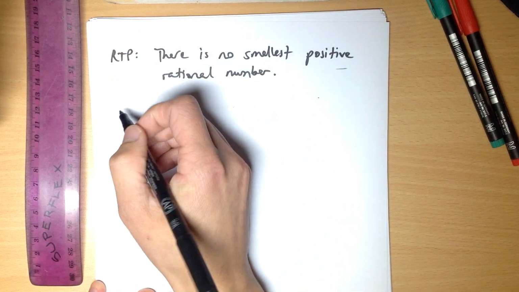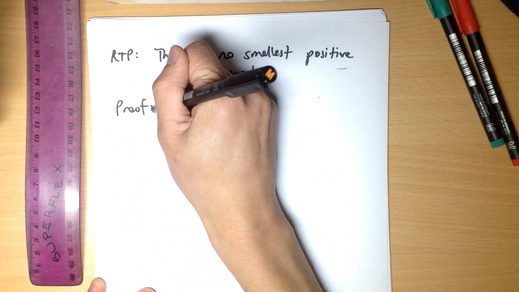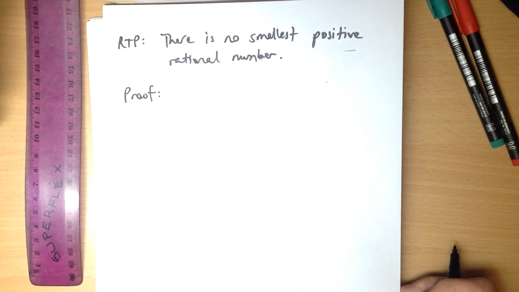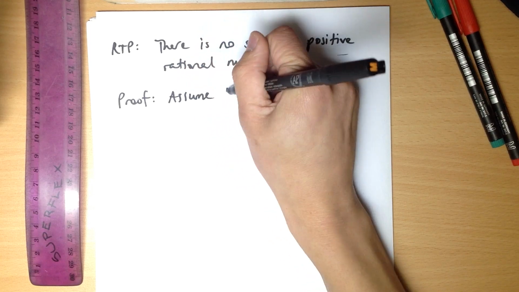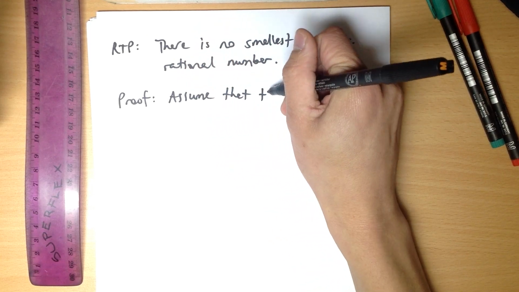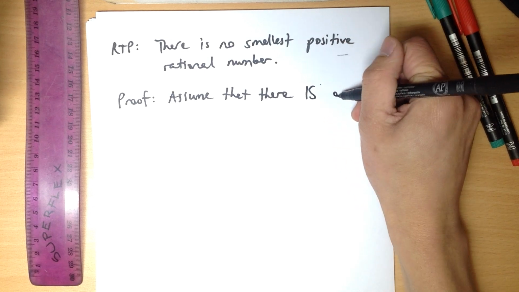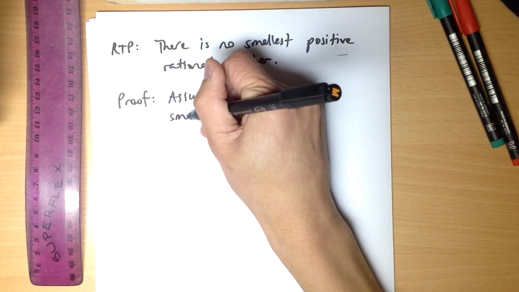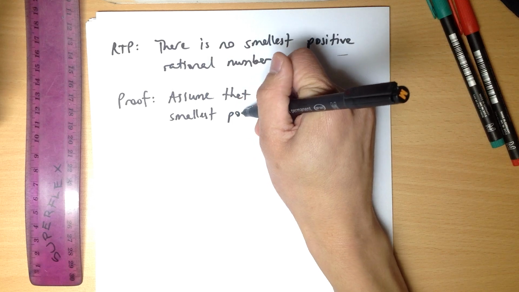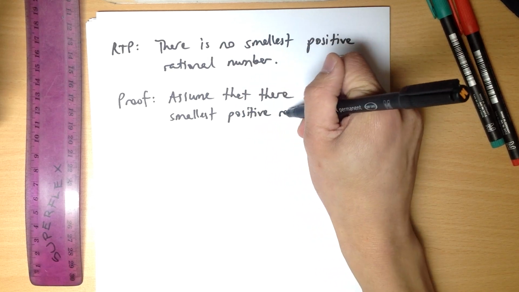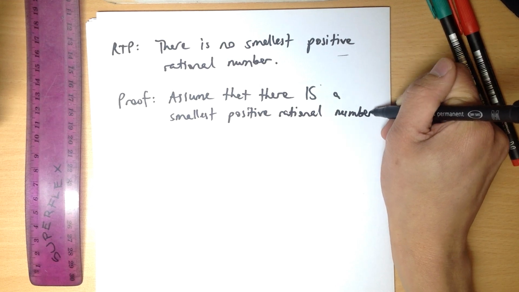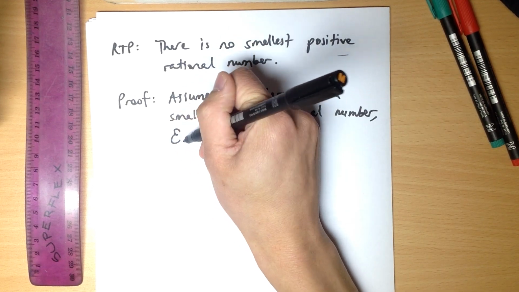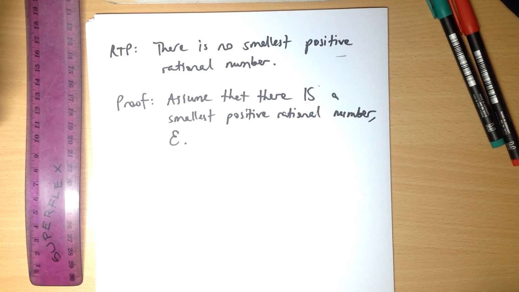So here's my proof, and it's going to be a proof by contradiction. I'll start off by saying, well, let's assume that there is a smallest possible positive rational number. If there is such a number, I should be able to give it a name. So I'm going to call it Epsilon. Epsilon's kind of a traditional name for mathematicians when they want to talk about small numbers.